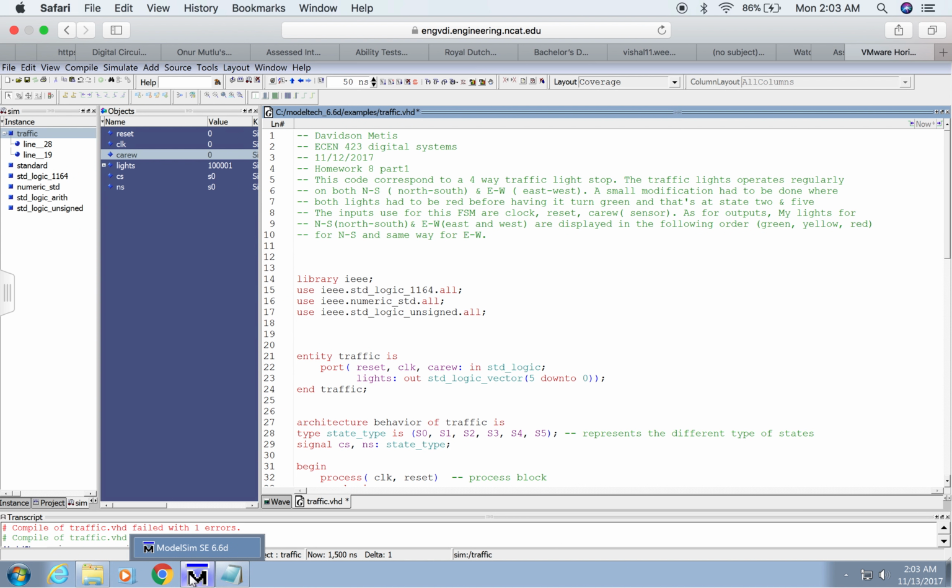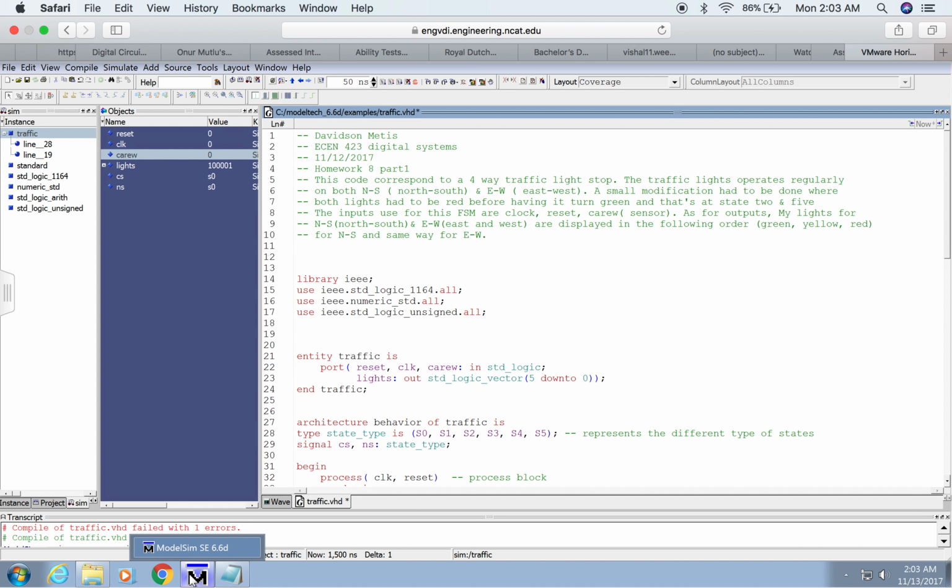After understanding what was required of me, I went ahead and drew the state diagram, where I came to a conclusion of what needed to be done. To summarize what I am going to show you in this video on my traffic light, I want to start off by stating some of the inputs that I use, and that's carrier, which is a sensor.